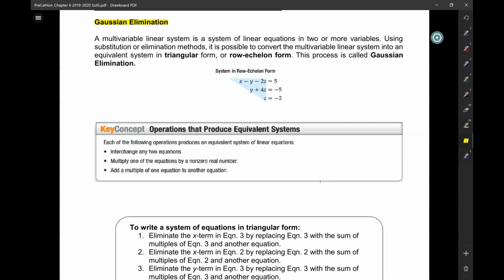Okay? When it's in triangular form, we call it row echelon form. So that is in row echelon form. The process we use to get there is called Gaussian elimination. Okay, it's a little bit different from what we've seen, but we're going to do it today. Notice here the leading variables, or the leading coefficients, are 1.